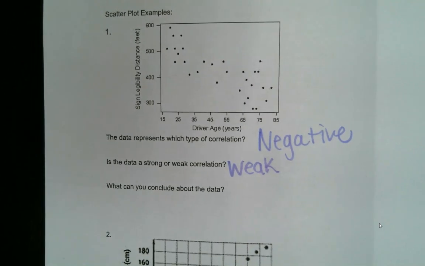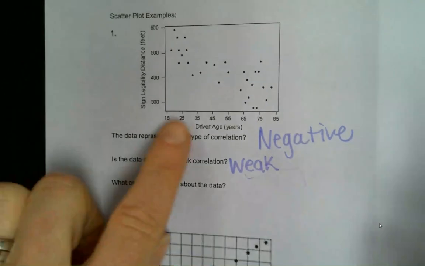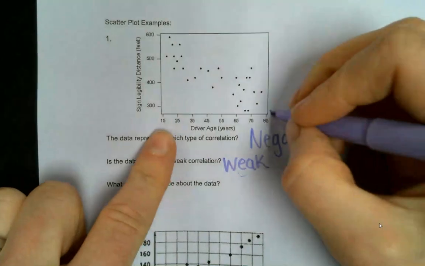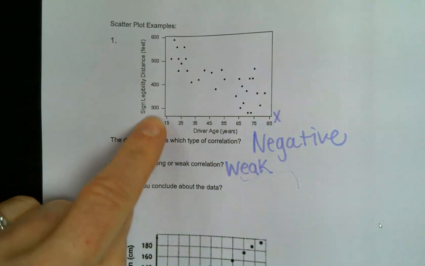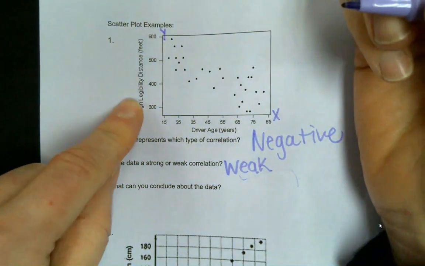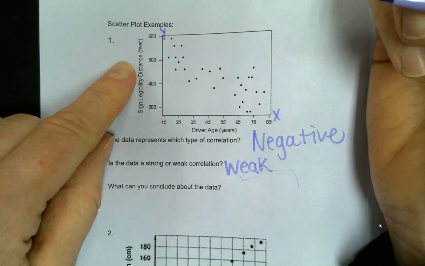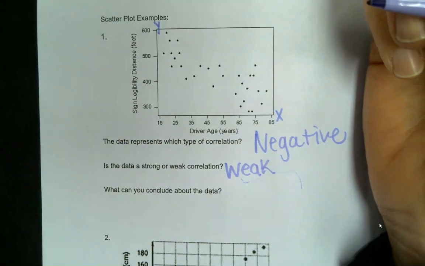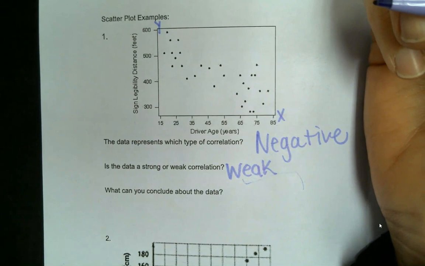So let's make a conclusion about our graph. So we have two different variables. We have driver age in years, that's our x variable. And then our y-axis, it says sign legibility distance. And so what this actually is like your signals. Your blinker left and right.